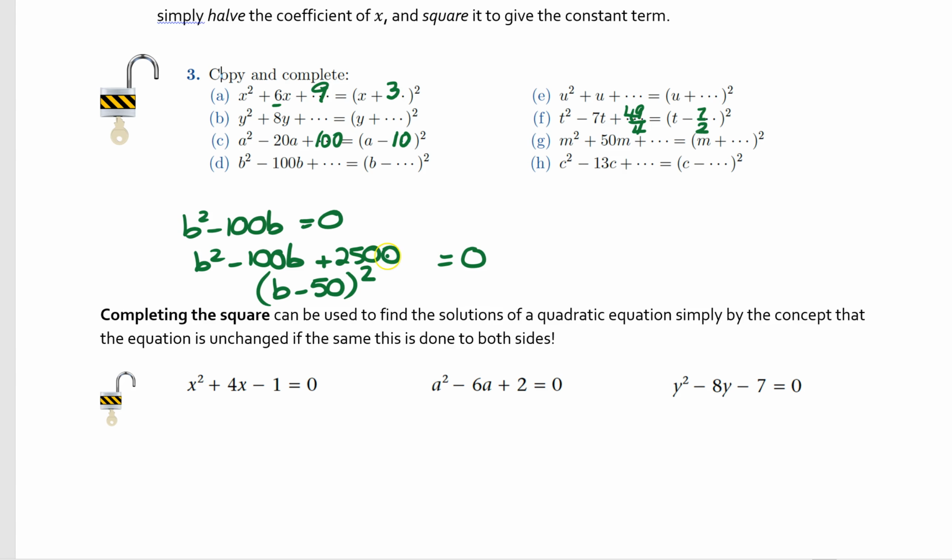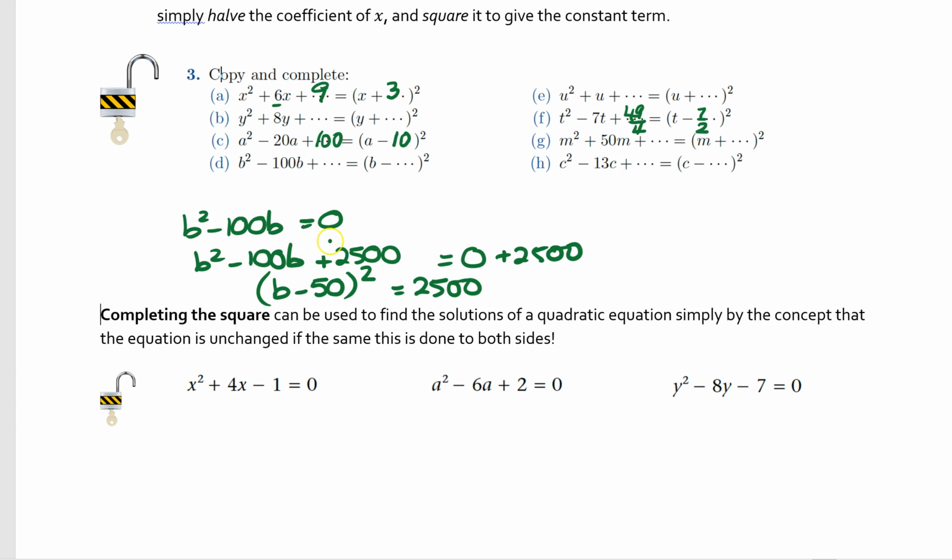So if I've added 2500 to this side, I have to add 2500 to that side. And so what I get is an entirely different problem, that b minus 50 all squared equals 2500. And I go away and I solve that problem. Now, I'm not going to do that.